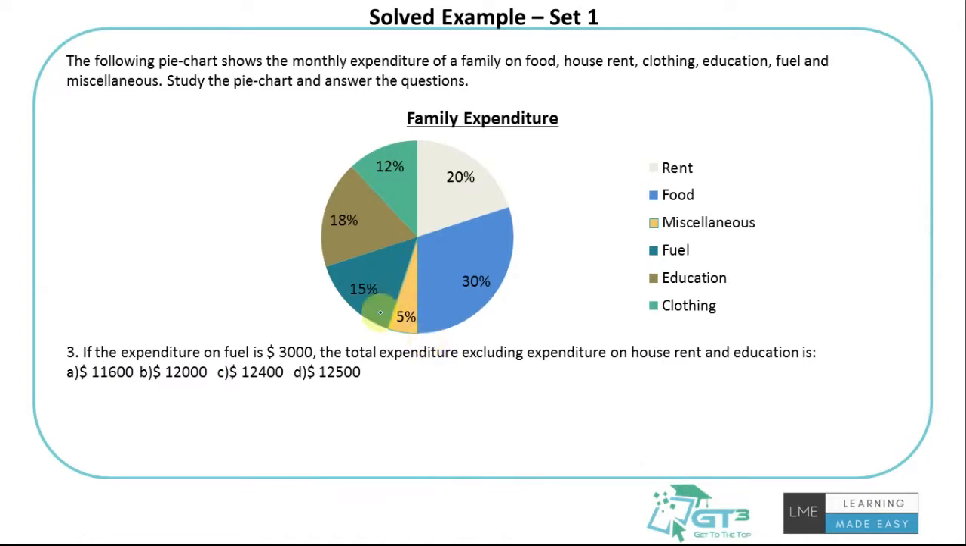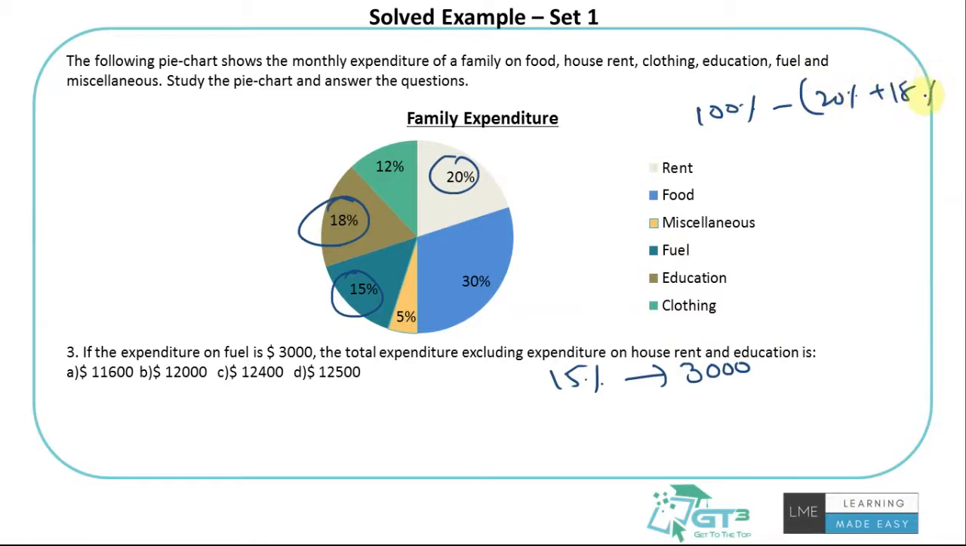If the expenditure on fuel is 3,000, then the total expenditure excluding expenditure on house rent and education is, you see, what is the fuel? 15%. So 15% is basically equals to 3,000. What is the total expenditure excluding expenditure on house rent and education? What is the rent? 20%. Education 18%. So the total is 100%. I just need to exclude the rent and the education, that is 38%. This will come to be 62%.